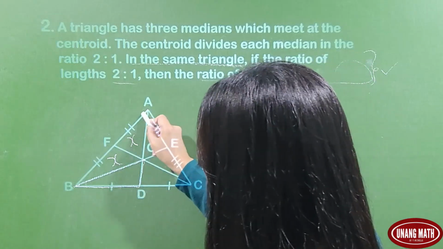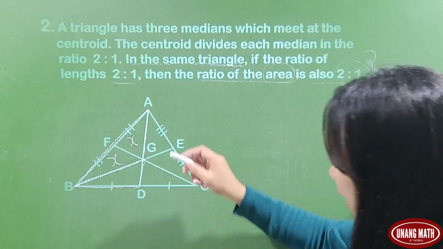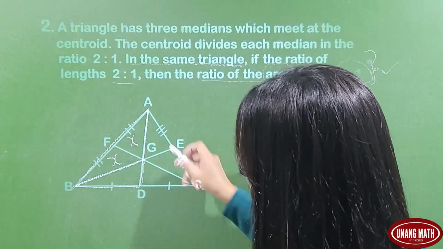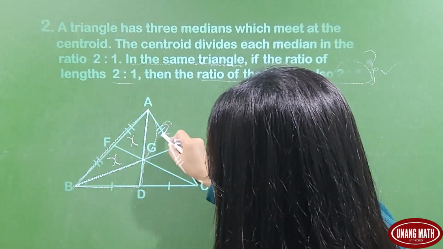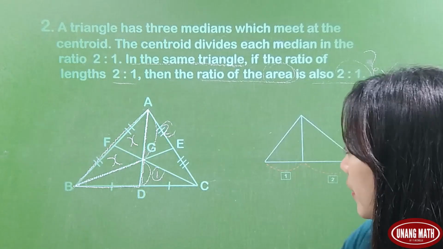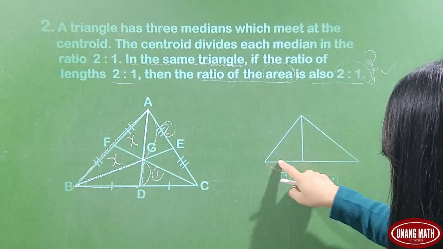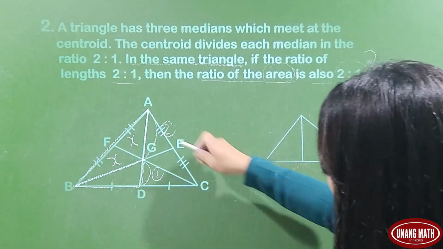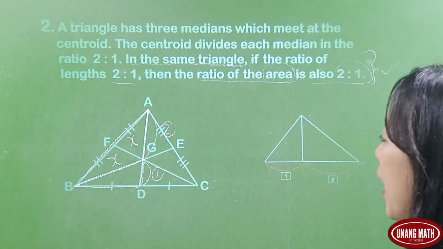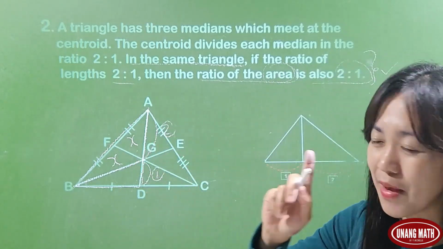Okay, let's consider again triangle ABG. Take note, segment AD, this is a median of this triangle. So it means this is in the ratio 2:1. In a clearer view, this ratio is 2:1. Now, these two triangles have the same height.